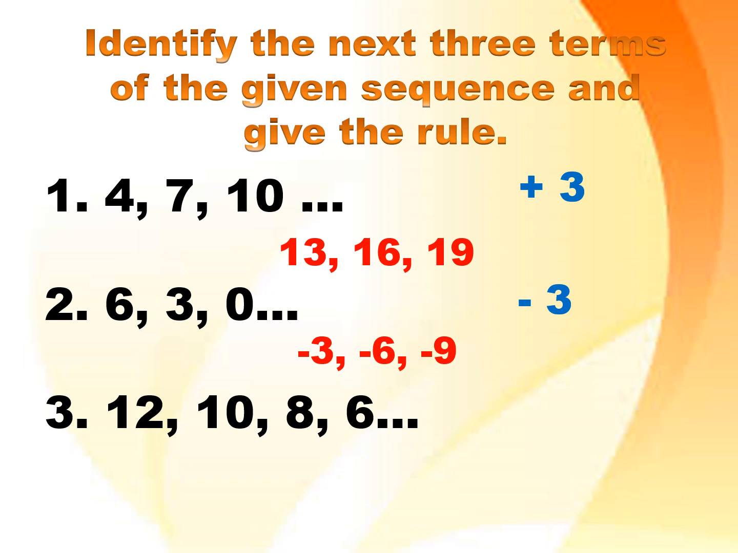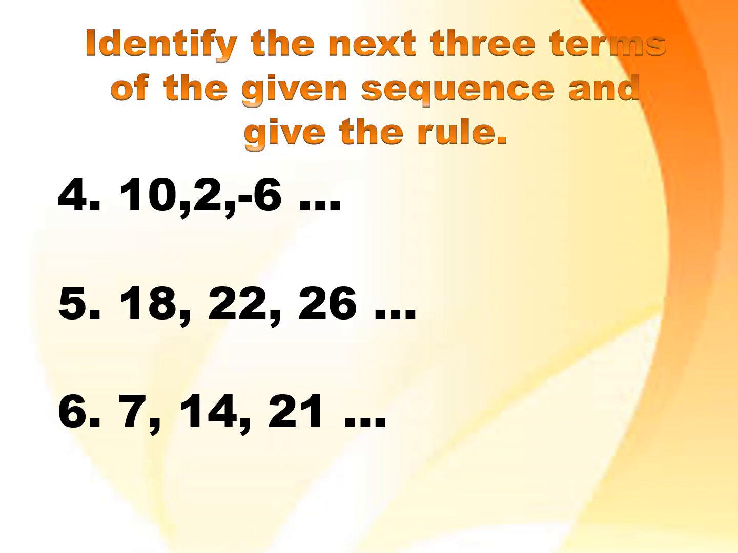Third example, 12, 10, 8, and 6. What do you think is the rule? The rule is you just subtract 2. Therefore, the next three terms are 4, 2, and 0. Fourth example, 10, 2, negative 6. What do you think is the rule of the sequence? The rule of the sequence is you subtract 8. Therefore, the next three terms are negative 14, negative 22, and negative 30.